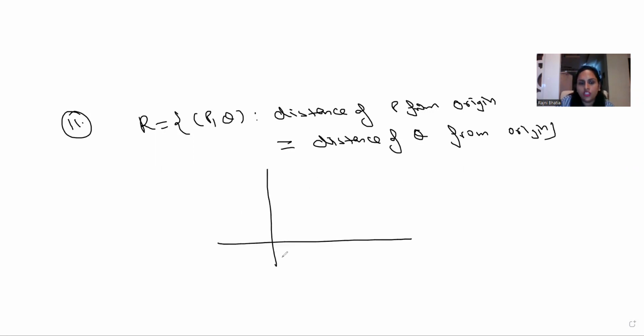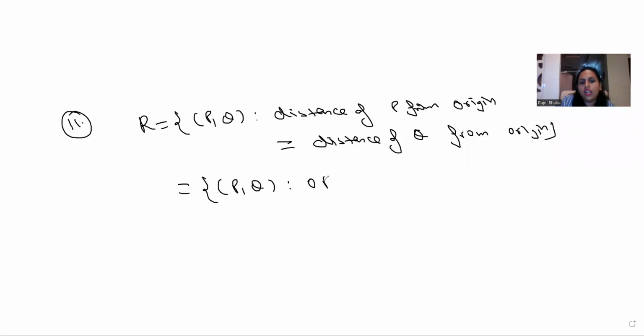Now visualize this situation. This is the origin. This is the point P. This is the point Q. If (P, Q) belongs to R, that simply means OP and OQ should both be equal. So we can rewrite our given relation as (P, Q) such that OP is equal to OQ. OP denotes the distance of the point P from the origin. OQ denotes the distance of the point Q from the origin.